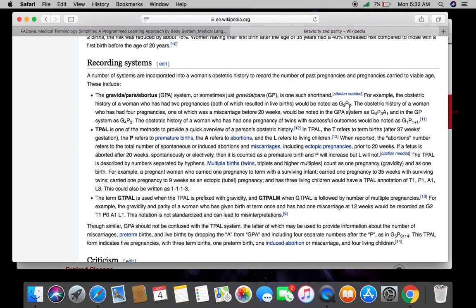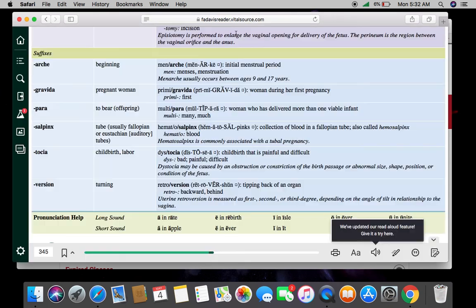So my patient could be G2P2. That means she's been pregnant twice and she resulted in a live birth twice. G4P3A1, she's been pregnant 4 times, she delivered 3 times, and one of those 4 times resulted in an abortion. Now abortion doesn't necessarily mean voluntary, it could also mean spontaneous. That's part of genetics, and that happens. So GP, and then you got TPAL. It's a little bit of obstetrics.